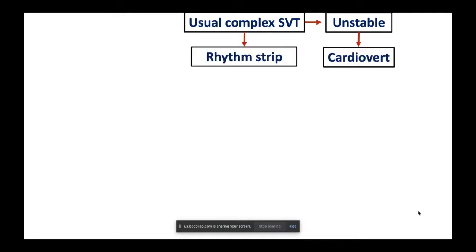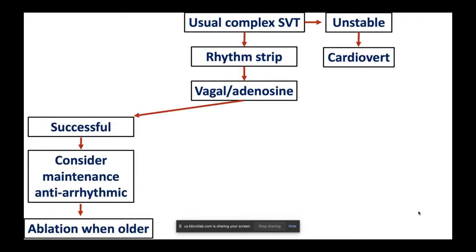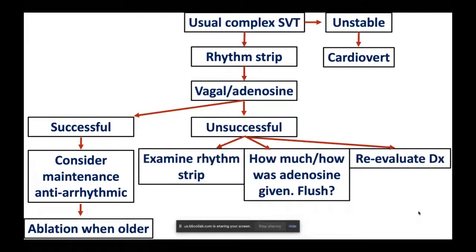So again, same exact algorithm. And I'm showing this again just to hammer it in place. Same exact algorithm for a patient in unusual complex, narrow complex tachycardia. Unstable, cardiovert. Otherwise, rhythm strip, rhythm strip, rhythm strip. Always try vagal maneuvers, adenosine, except one case. If it's successful, that's what we talked about, antiarrhythmics, ablation when older. If it's unsuccessful, examine why it's unsuccessful, look for clues, and make sure adenosine was given the right way.